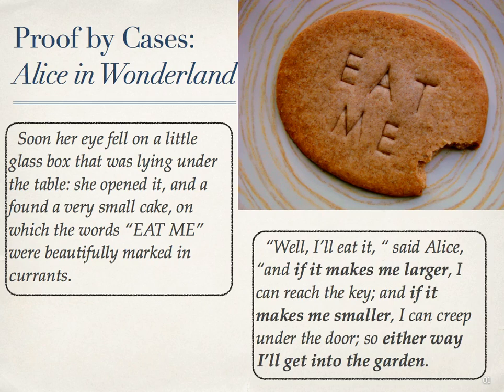She reasons, well, I'll eat it, said Alice, and if it makes me larger, that's case number one, I can reach the key. And if it makes me smaller, that's the second case, I can creep under the door. So either way, I'll get into the garden. So given the two cases, it makes me larger or it makes me smaller, Alice says the conclusion that I'll get into the garden, that I go through the door, either by opening it or going underneath, so the conclusion I'll get into the garden follows.